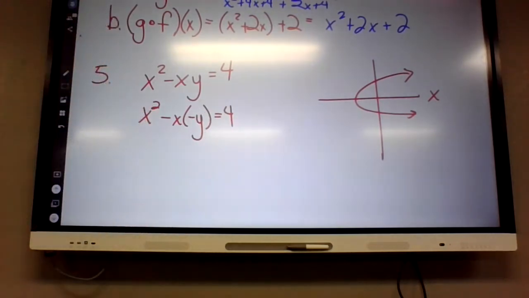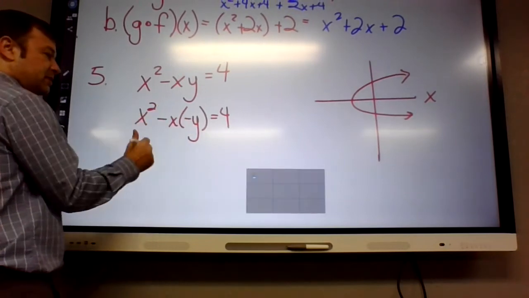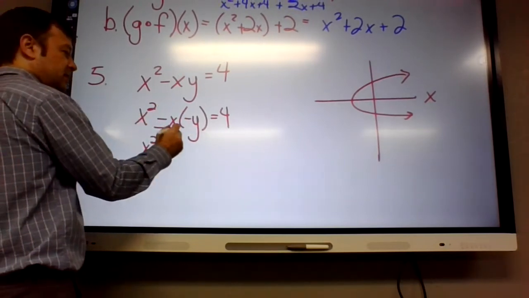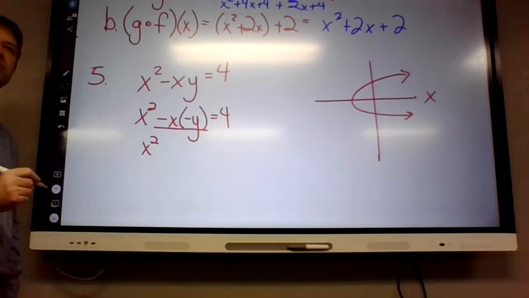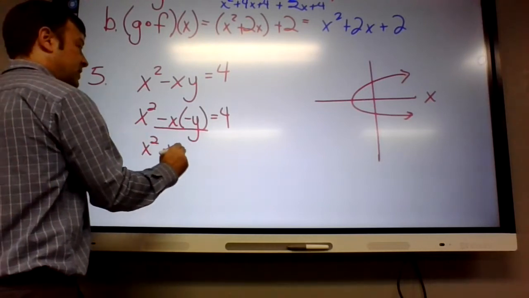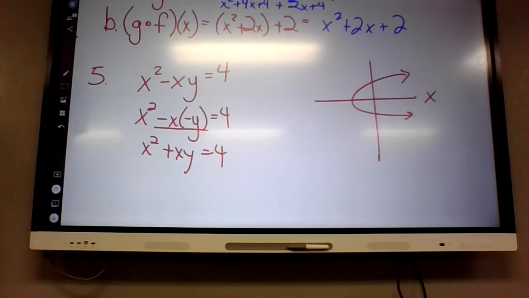If you replace y with negative y, that would make it like a vertical flip. And if the function comes out the same, then the answer is yes. So what does this simplify to right here? What's that simplify to, that term? Plus xy. Okay, is that the same as equals 4? Is that the same as the original? No, so it's not going to have symmetry over the x-axis.